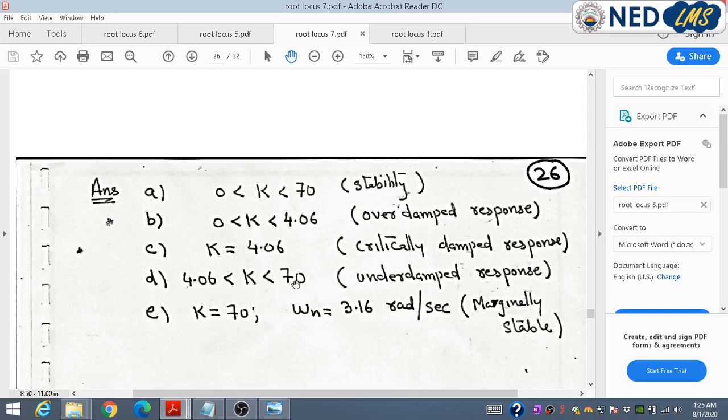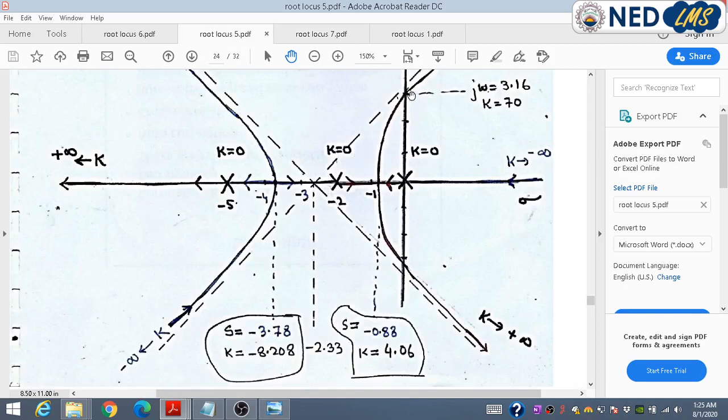When k is 70, the roots are pure imaginary. Here the sigma part is 0. The decay rate is 0. The system natural response will never die out. The system will continue to oscillate. If you design a system at k equal to 70, the roots will be pure imaginary. The system will continue to oscillate.